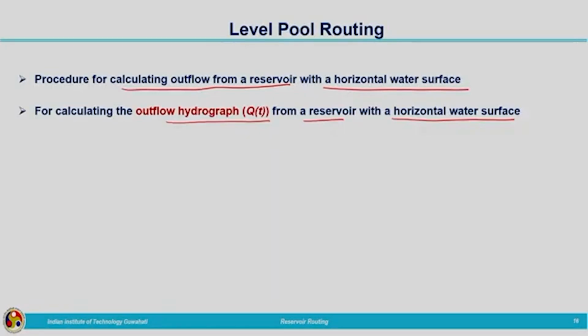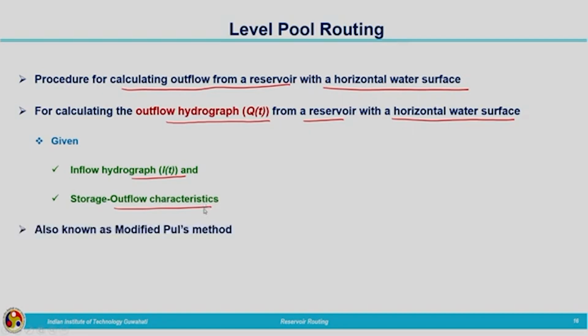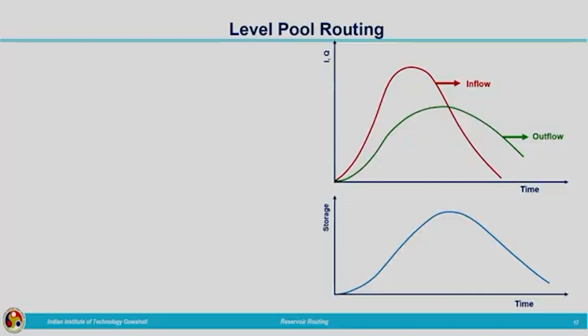For carrying out this level pool routing, we need to have certain data. What are these input requirements? We need the inflow hydrograph I of t and the storage discharge characteristics, that is, the storage outflow characteristics. This method is also termed the modified pulse method. It is a semi-graphical method. These graphs you already know: the upper ones represent the inflow and outflow hydrographs, and the lower one represents the storage and time relationship. Storage versus time is also plotted.